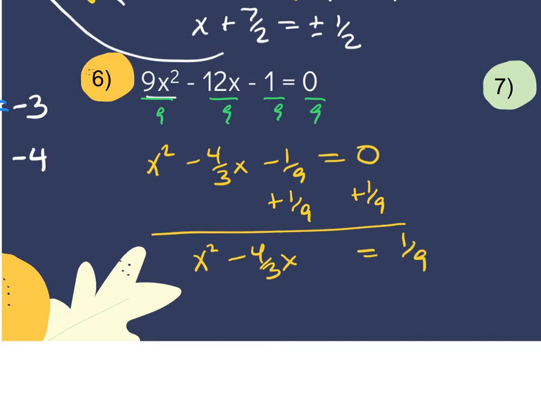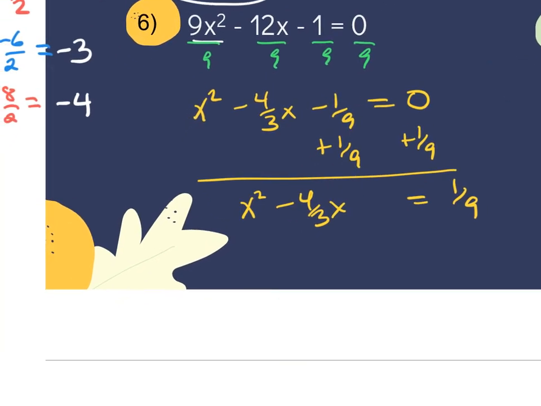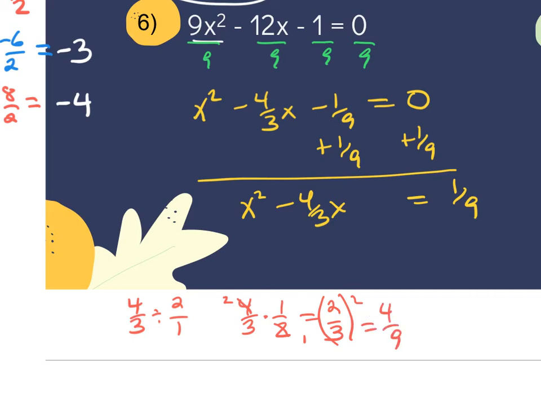Now, remember, we're dividing the b term by 2. So, for example, I'm doing 4/3 divided by 2. So whenever it's a fraction, I don't think of divide by 2, I think of multiply by 1/2. Because remember, you do a keep flip change here. So really it's 4/3 times 1/2. I can simplify diagonally, and this gives me 2/3. I now need to square it, and what I'm adding to that right side is 4/9.